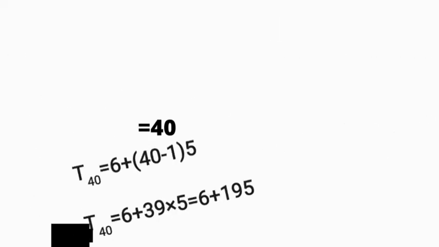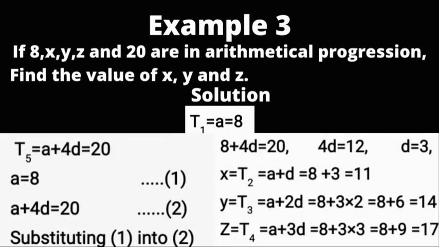Example 3. If 8, x, y, z, and 20 are in arithmetical progression, find the value of x, y, and z. Solution. T1 is the first term and that is 8. T5 is the fifth term and that is A plus 4D, which is equal to 20. By solving both equations simultaneously, you have D to be equal to 3. X, y, and z are the second, third, and fourth term respectively, and the answer gives us 11, 14, and 17.